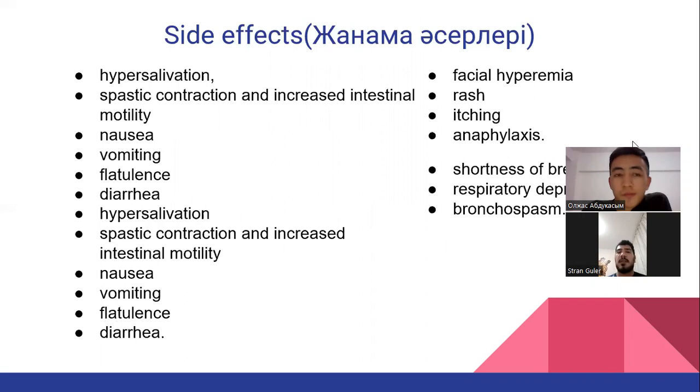Side effects of these drugs include salivation, flushing, lowering of blood pressure, nausea, abdominal pain, diarrhea, bronchospasm, and bradycardia. They are contraindicated in bronchial asthma and heart disease with conduction disorders.